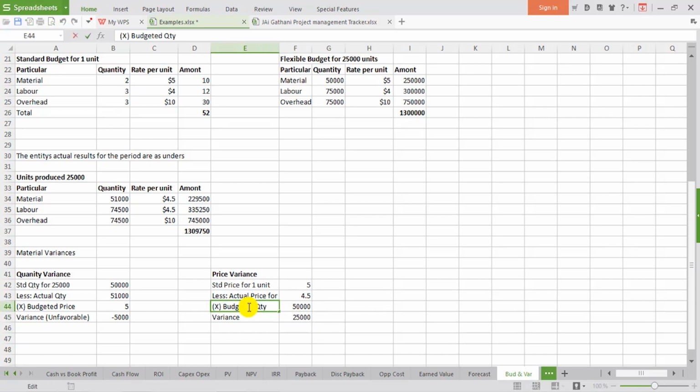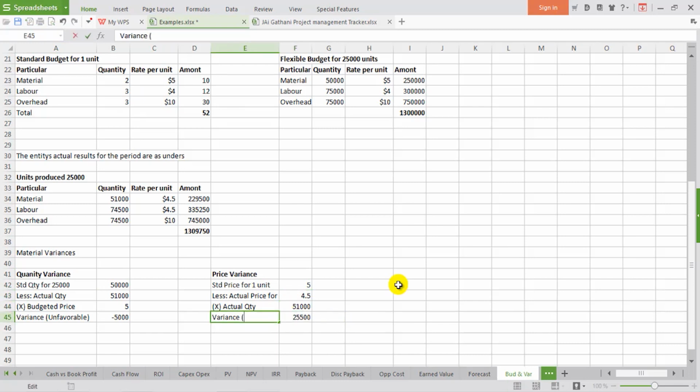We made one mistake over here, which is we're going to use the actual quantity, not the budgeted quantity. Sorry, yeah, that's it. The reason we use the actual quantity is that the variance existing because of the quantity difference was taken care of in the quantity variance. Now we only need to figure out the price variance. Compare the standard price with the actual price and multiply by the actual quantity. That gives you your variance for the price.